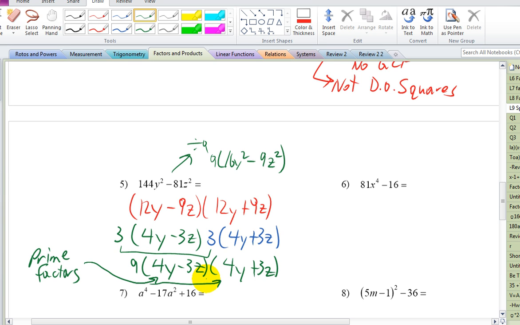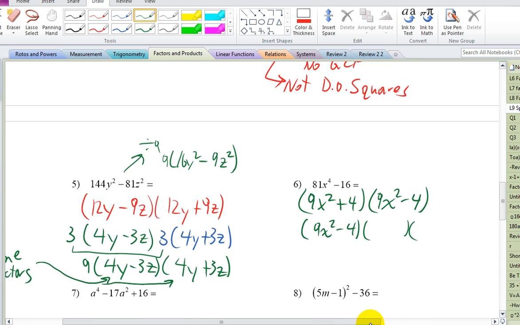Okay. All right. Number 16. Go for it. This one will be factor and factor. Factor, factor. 9x squared plus 4. Can't do anything with that. 9x squared minus 4. You need to do something with that. So you have another difference of squares. How many people saw that? No? Okay, factor that one again.